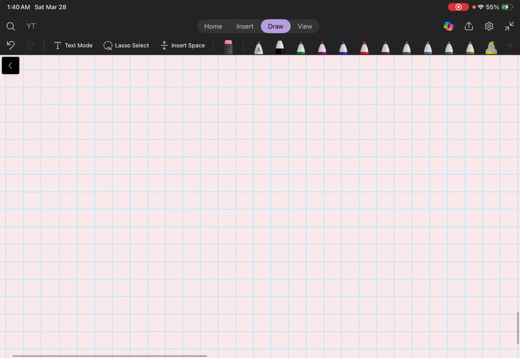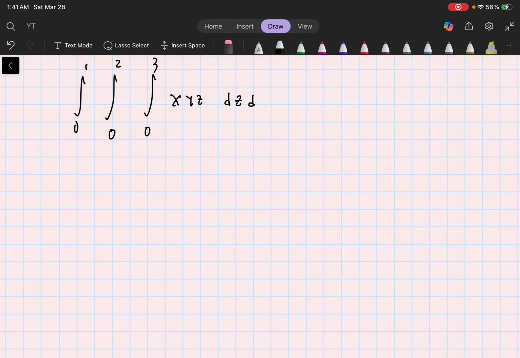Now we're going to be talking about a triple integral. It sounds impossible, yes, but at the same time, it's really, really not. Here's what I mean. Let's say we had the triple integral from 0 to 1, 0 to 2, and 0 to 3, for x, y, z. Now we're adding the z coordinate for dz, dy, and dx.